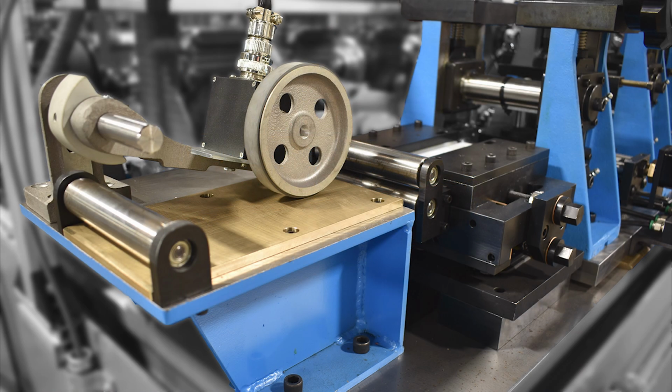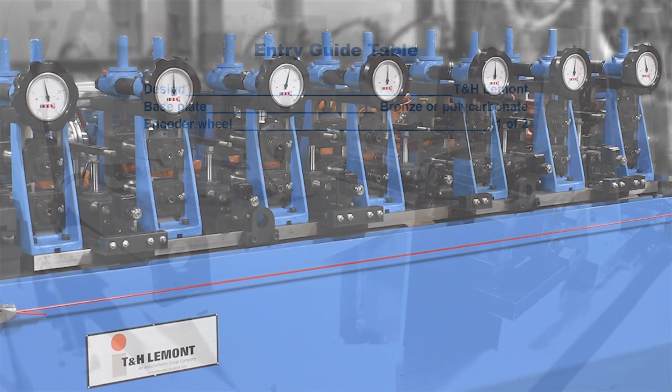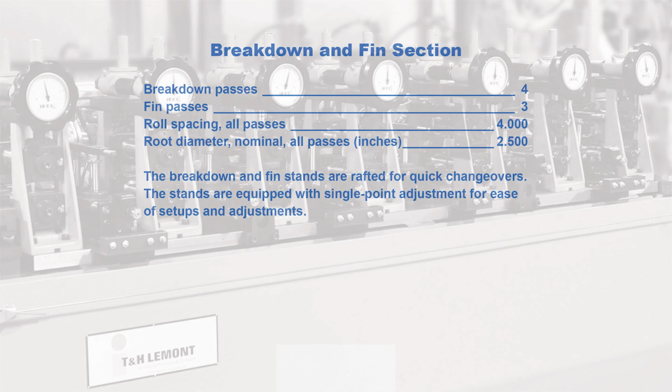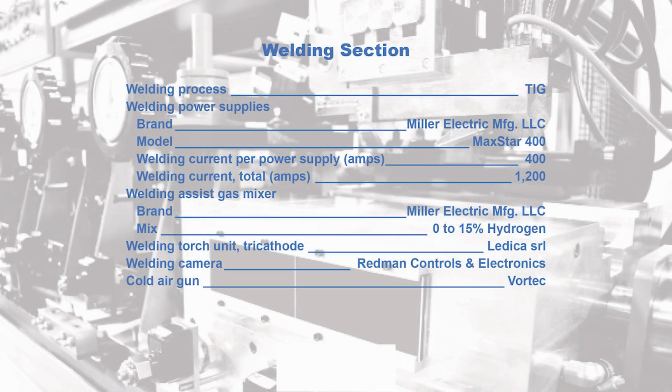Taking a closer look, the first item the strip encounters is the entry guide table. The encoder is the wheel that sits on top of the unit. Next is the forming section. On this mill, it consists of 4 breakdown passes and 3 fin passes. This is followed by the weld box and all the rest of the hardware in the welding section.